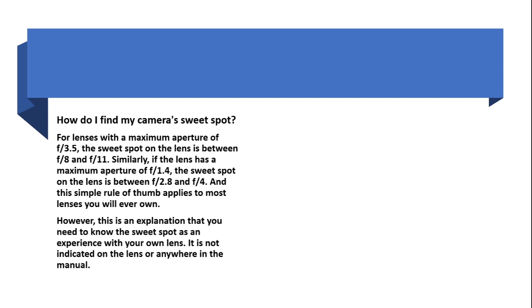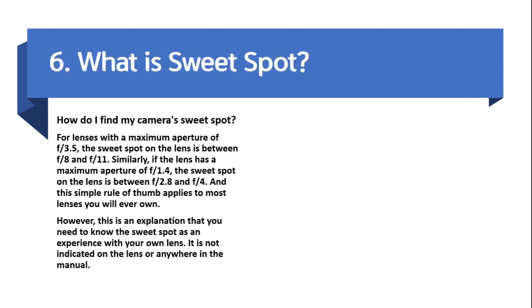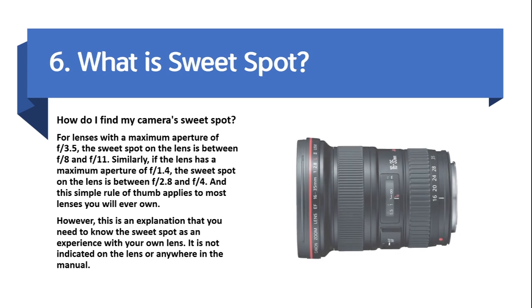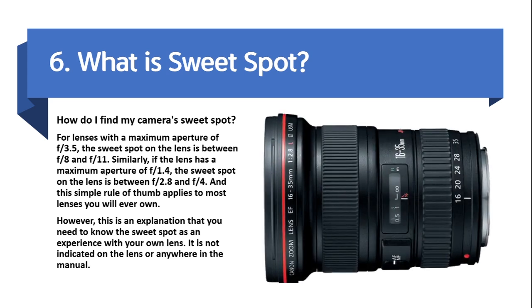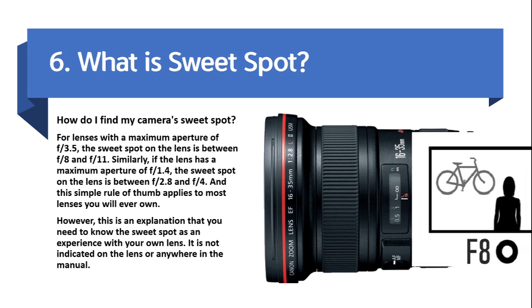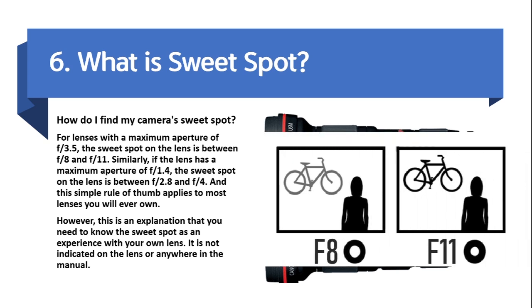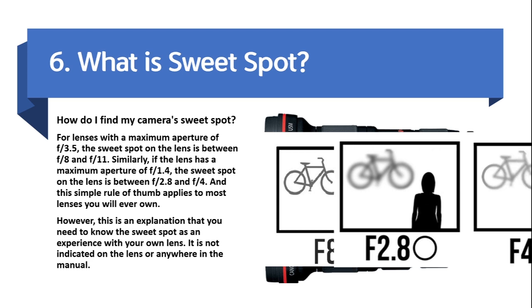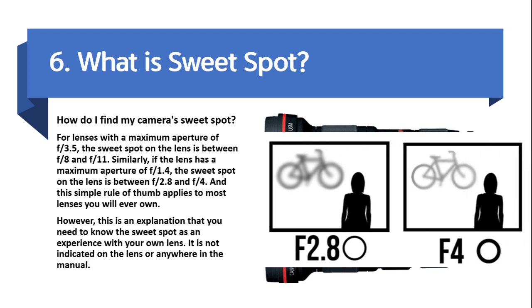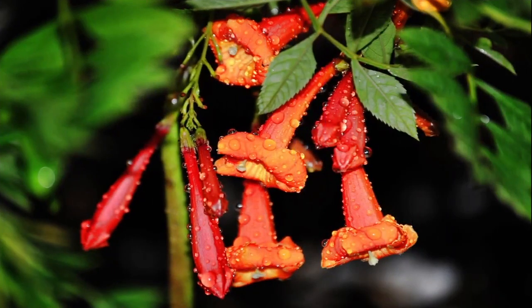What is sweet spot? How do I find my camera's sweet spot? For a lens that has a maximum aperture of f3.5, the sweet spot of your lens resides somewhere between f8 and f11. Similarly, if your lens has a maximum aperture of f1.4, the sweet spot of your lens is located somewhere between f2.8 and f4. And this simple rule of thumb works with most every lens you'll ever own. However, you need to know the sweet spot through experience with your own lens. It is not indicated on the lens or anywhere in the manual.